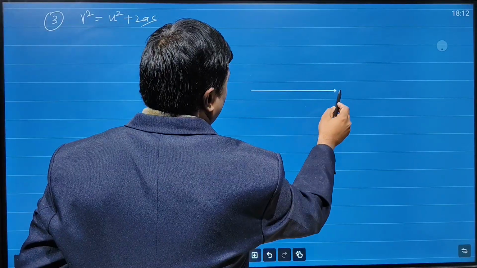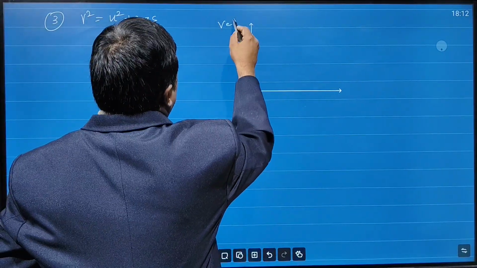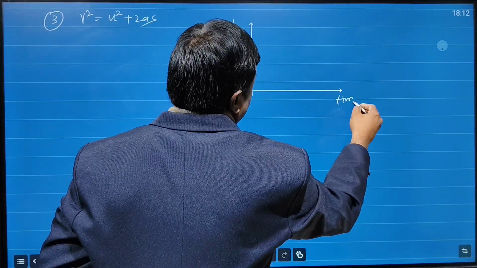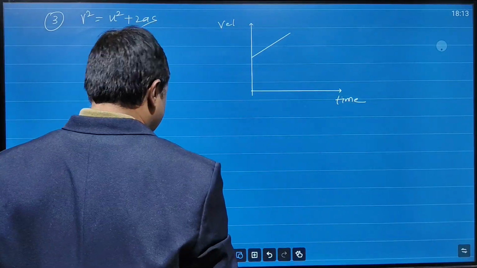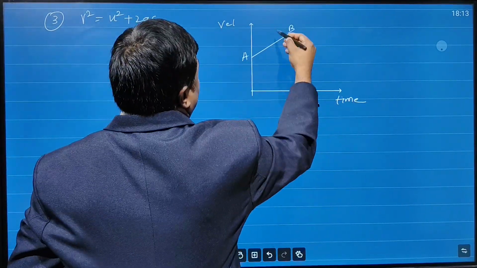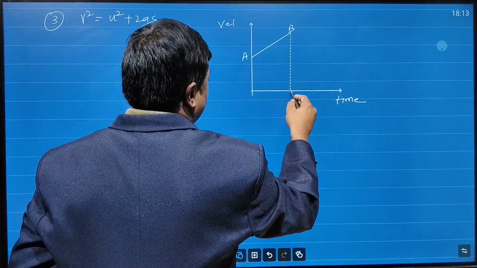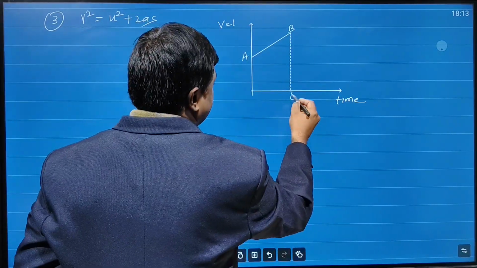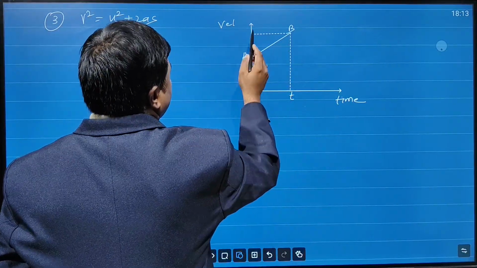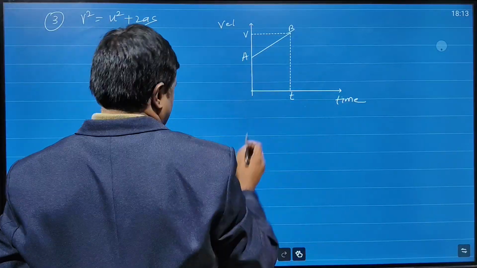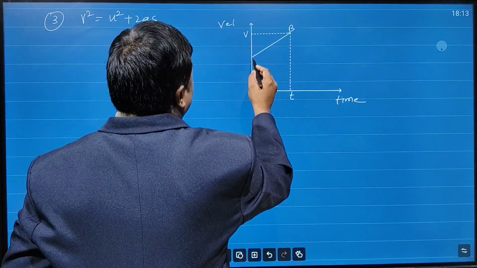With the same graph we are going to derive also. That is the velocity time graph. This is the velocity. This side is the time. So let's take the velocity changing from A to B like this. Okay, and we draw one perpendicular here. This is T, and the corresponding velocity at this point B is what? V. You can take this velocity as U.